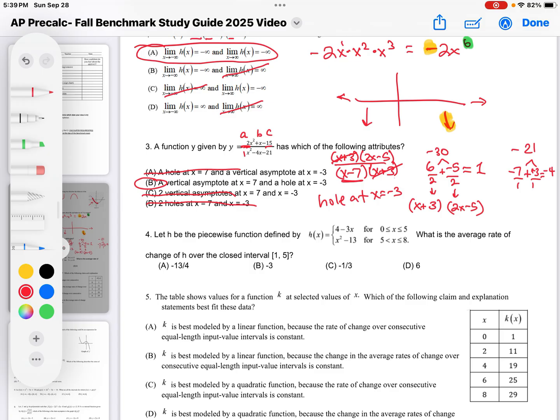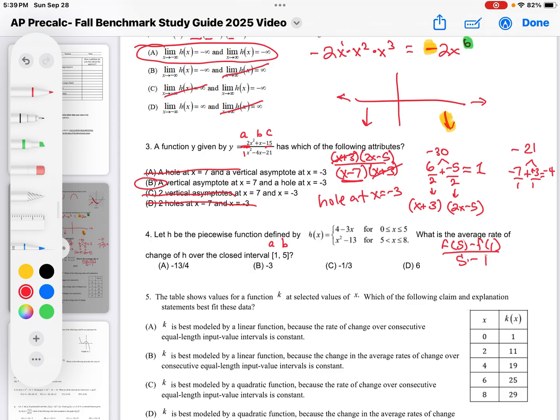All right, let's go ahead and look at the next one. This one, we have a piecewise function. It says what's the average rate of change on the interval from 1 to 5. So we treat that 1 as A and 5 as B. Our formula for average rate of change is f of B minus f of A over B minus A. Well, I'm going to replace the B and the A with the 5 and the 1. So I probably should have just done that to begin with.